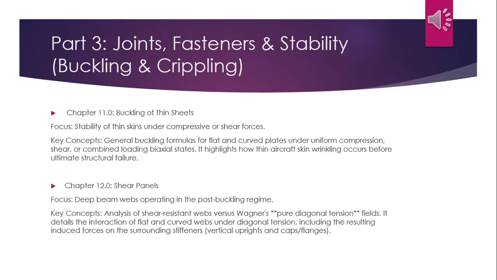Chapter 12 is about shear panels. So it focuses about deep beam webs operating in the post-buckling regime. The key concept is analysis of shear resistant webs versus Wagner's pure diagonal tension fields. It details the interaction of flat and curved webs under diagonal tension, including the resulting induced forces of the surrounding stiffeners, vertical uprights, and caps flanges.